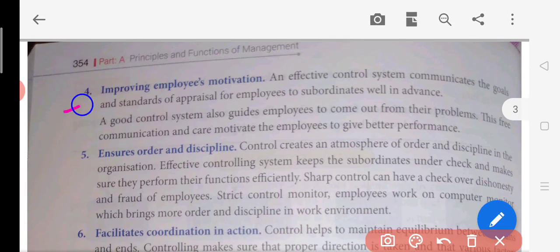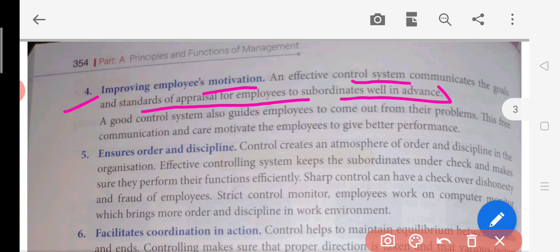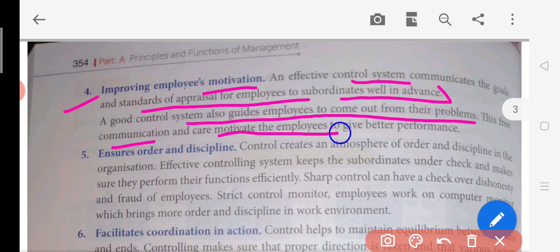Then the fourth point, improves employees' motivation. An effective control system communicates the goals and standards of appraisal to the employees and subordinates in advance. A good control system also guides employees to come out of their problems. This free communication motivates the employees to give better performance. Employees get motivated because they are also appraised, meaning after completion of one year, they get an appraisal based on their performance.